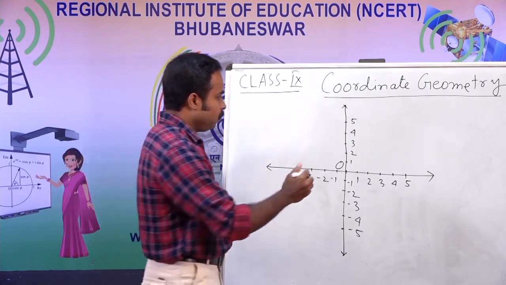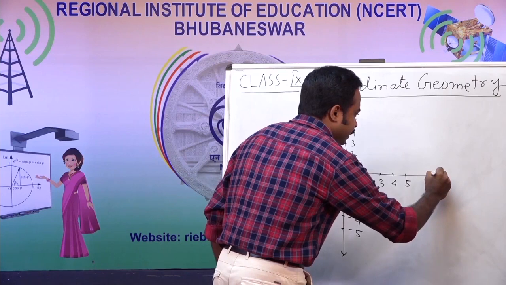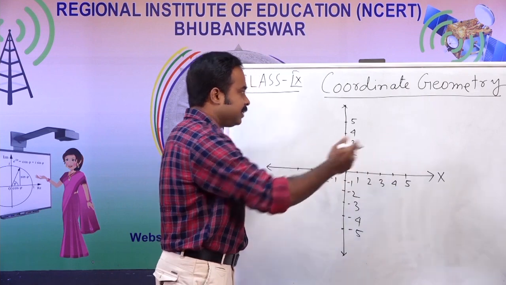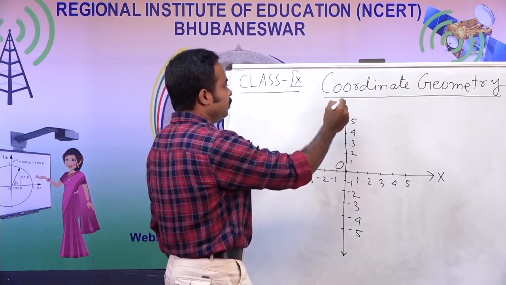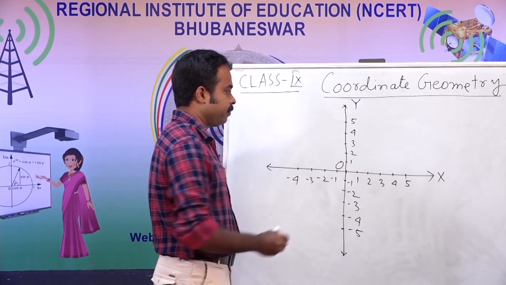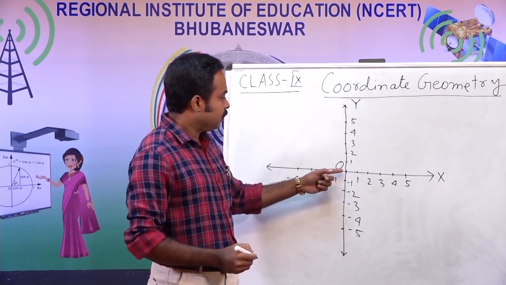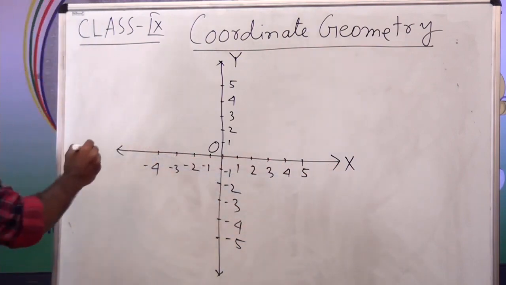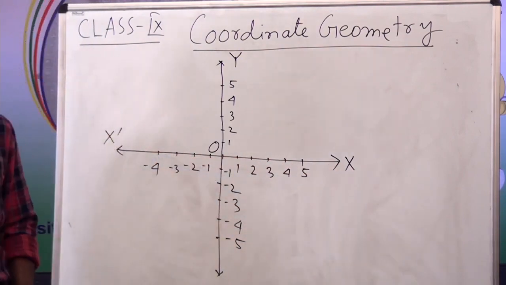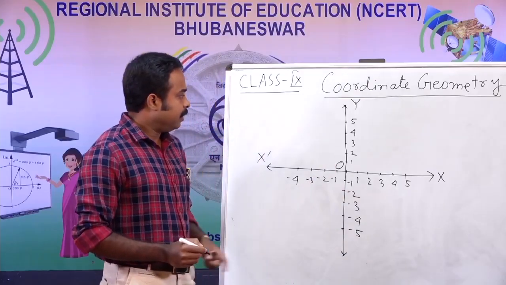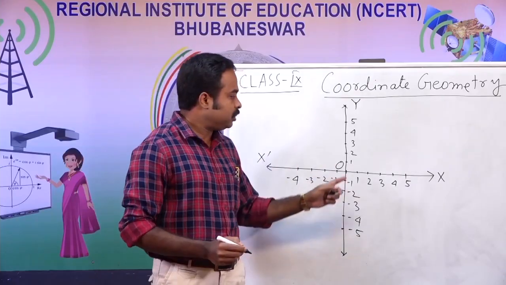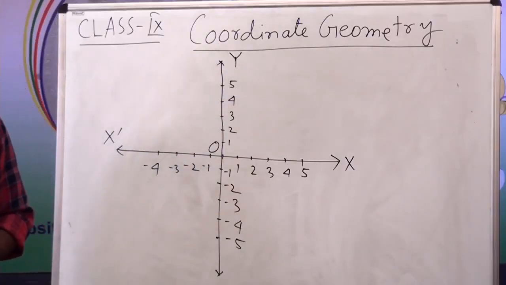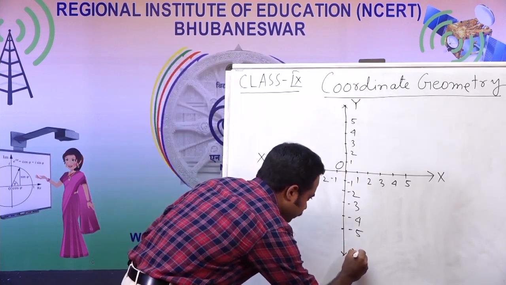So we are taking this as the x-axis, or the horizontal axis, and the vertical axis we say is the y-axis. We denote the positive direction as OX and the negative direction as OX dash. In the same way, for the vertical line, the positive direction is denoted by OY and the negative direction is denoted by OY dash.